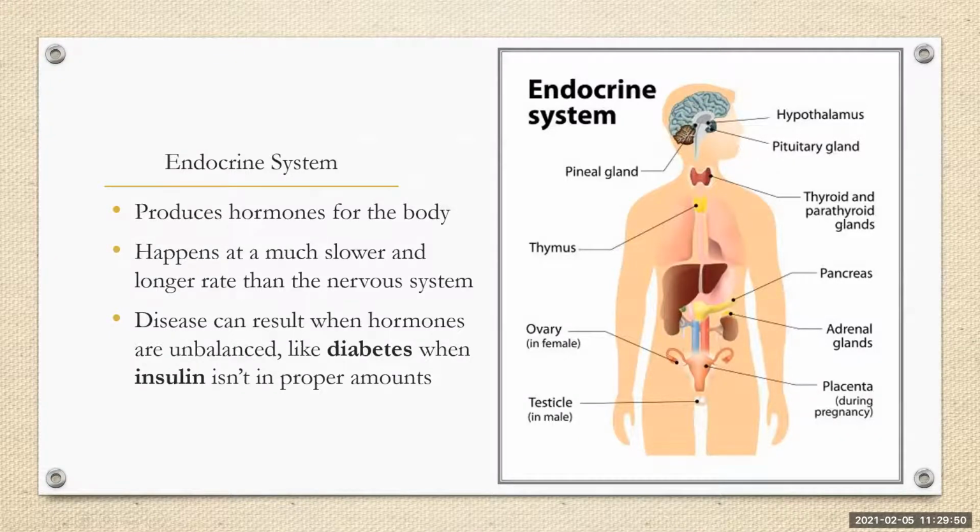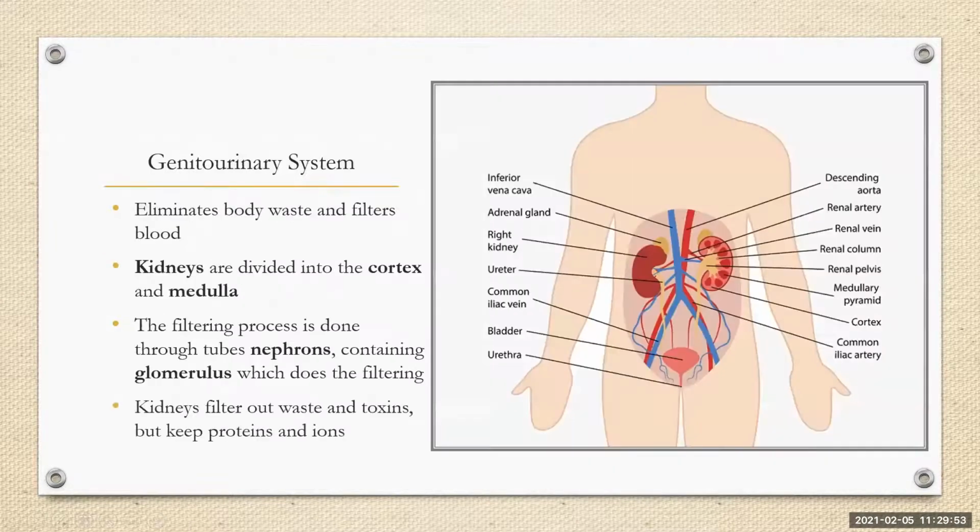Now we're going to the urinary system. The purpose of the urinary system is to eliminate body waste and filter blood. The urinary system is composed of your kidneys, which are divided into the cortex and medulla. The filtering process is done through tubes called nephrons. Inside those tubes, you have something called the glomerulus, which does the filtering. Think of it like the Brita filters for the blood.